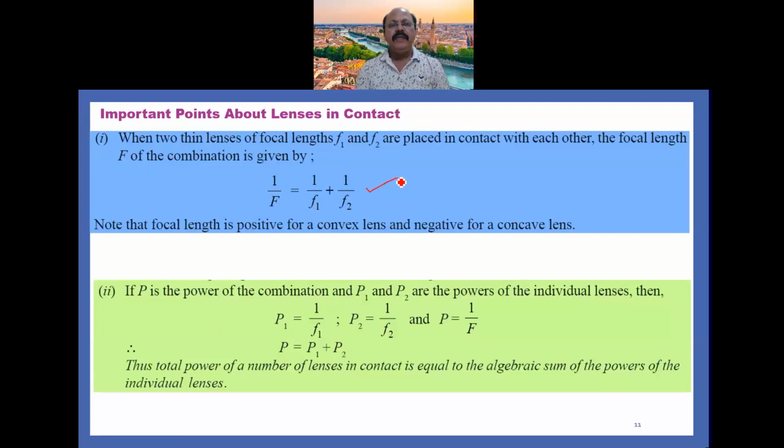Now, if we say that P is the power of the combination and P1 and P2 are the powers of the individual lenses, then P1 equals 1 upon F1, P2 equals 1 upon F2 and P equals 1 upon F. Then in that case, P equals P1 plus P2. Thus the total power of a number of lenses in contact is equal to the algebraic sum of the powers of the individual lenses.